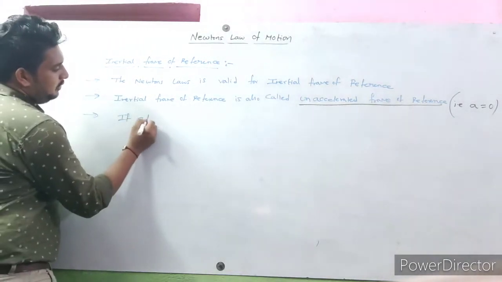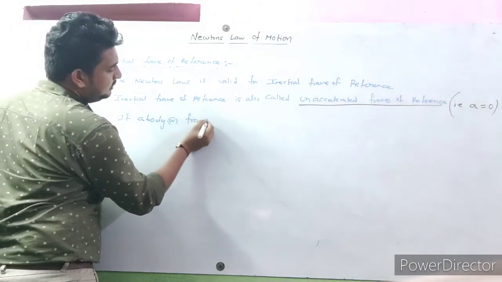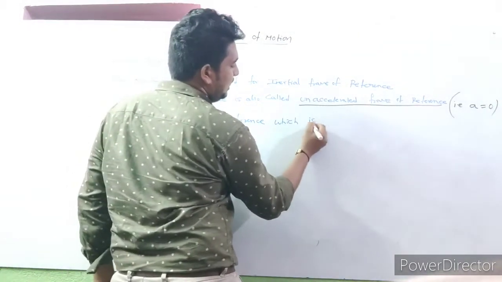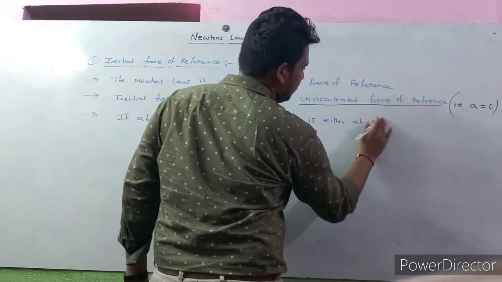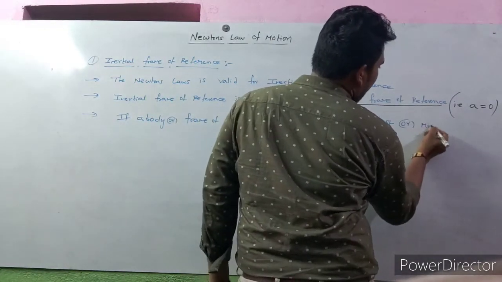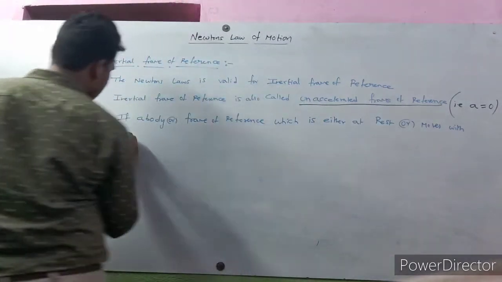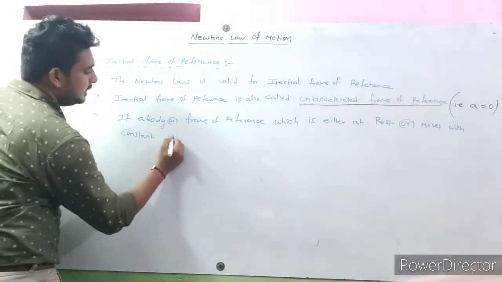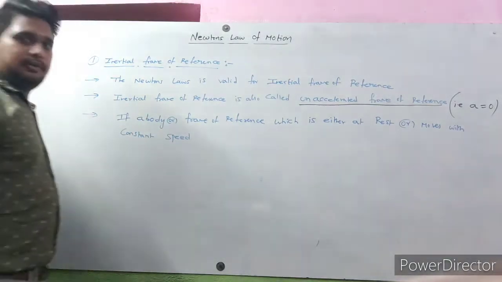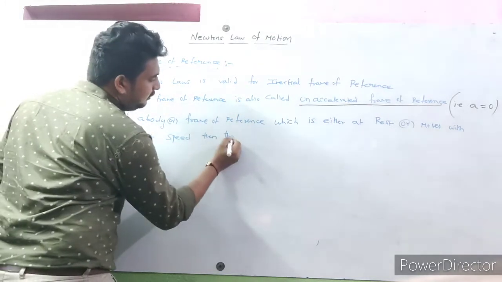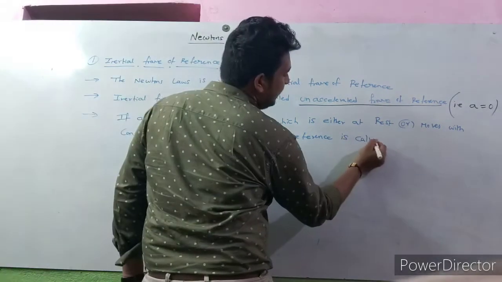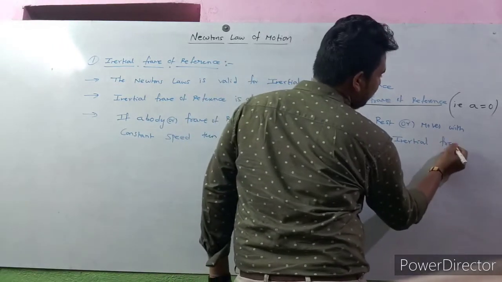If your body or frame of reference is either at rest or moves with constant speed, then that frame of reference is called inertial frame of reference.